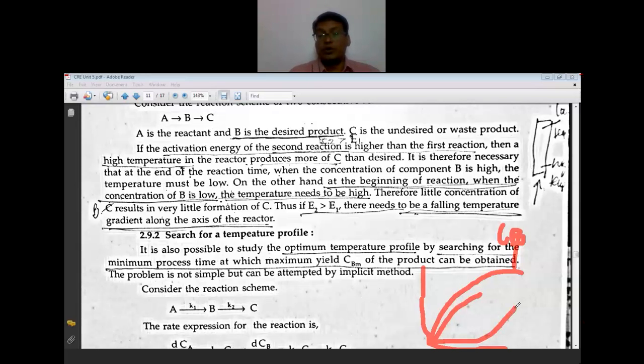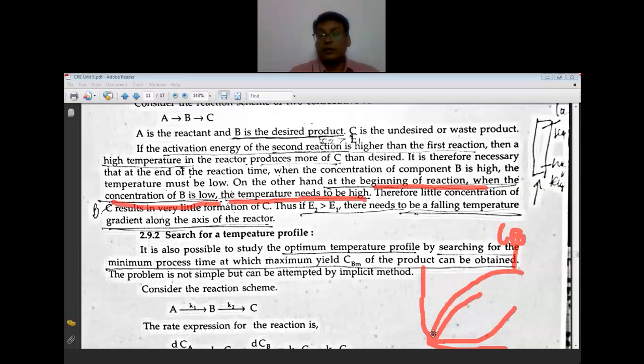So, by using this understanding of activation energy, which depends on your kinetics, the k constant, at the beginning of a reaction, when the concentration of B is low, the temperature needs to be high. At the beginning of a reaction, meaning the initial part, the concentration of B is low, B has not been generated much initially, so there I will have to increase the temperature to increase B.